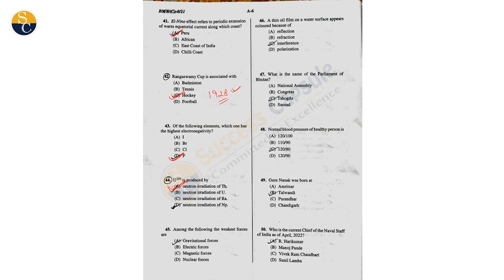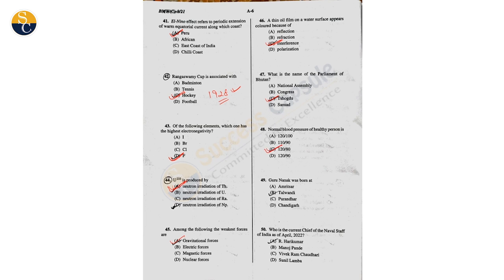Among the following, the weakest forces are gravitational forces, the weakest among all four fundamental forces. So, A is the correct answer. Next, a thin oil film on a water surface appears colored because of interference. So, C is the correct answer. What is the name of the parliament of Bhutan? So, answer is C. Shokdu.